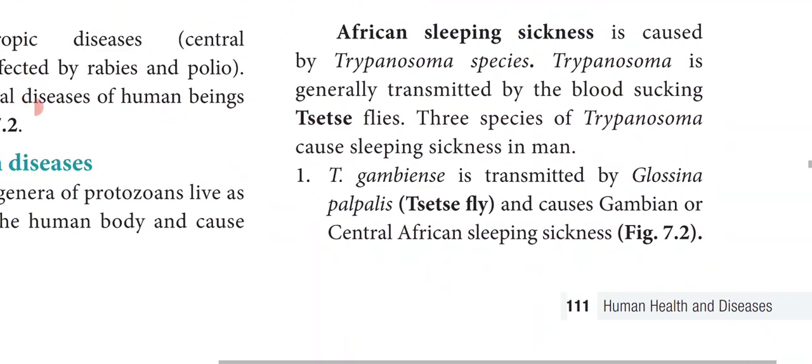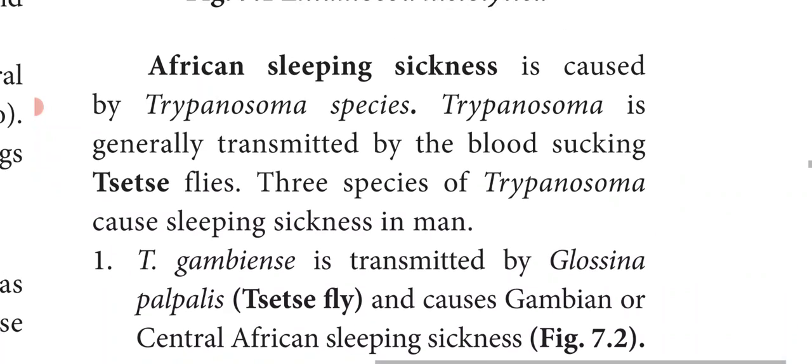Next is African sleeping sickness. The name of the disease is African sleeping sickness. The name means this disease is mainly endemic. It is commonly found in the African countries.